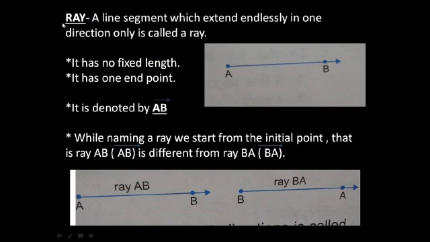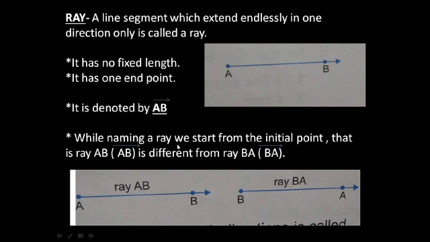Next we will see ray. A line segment which extends endlessly in one direction only is called a ray. It has no fixed length as we can increase the length in one side. It has one end point. You can see here in this figure the point A is fixed, so it is one end point, and in B point we can extend it. It is denoted by AB and an arrow mark above it.